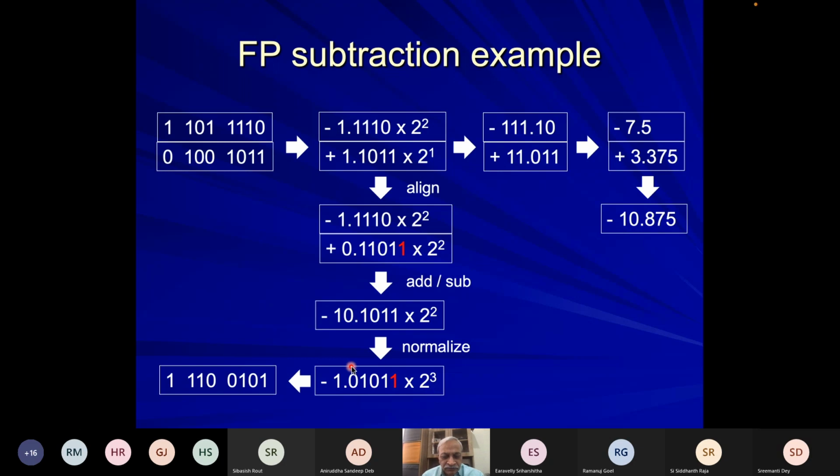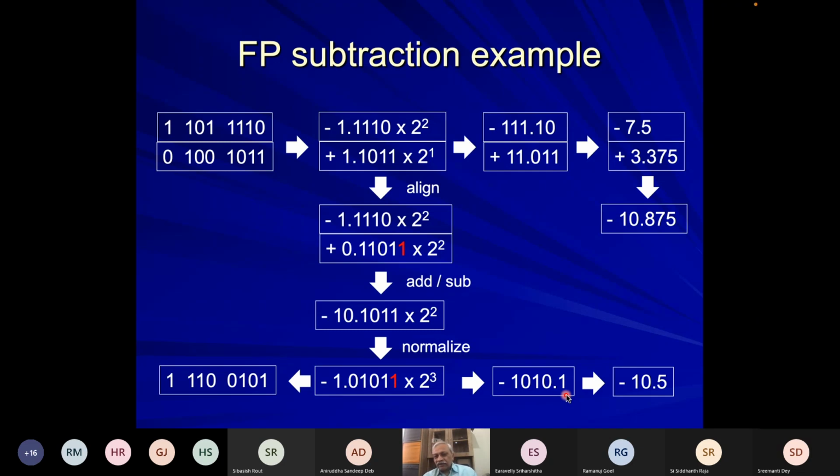Now this means that the sign is 1, the whole thing is negative. 2 raised to power 3 means the exponent is 110, and for the fraction, we leave this implicit 1 and say that 0101 is the fraction part. So throwing this red bit away, we now bring the decimal to the right position, throw away the exponent. So it is equal to 1010.1, which means minus 10.5.